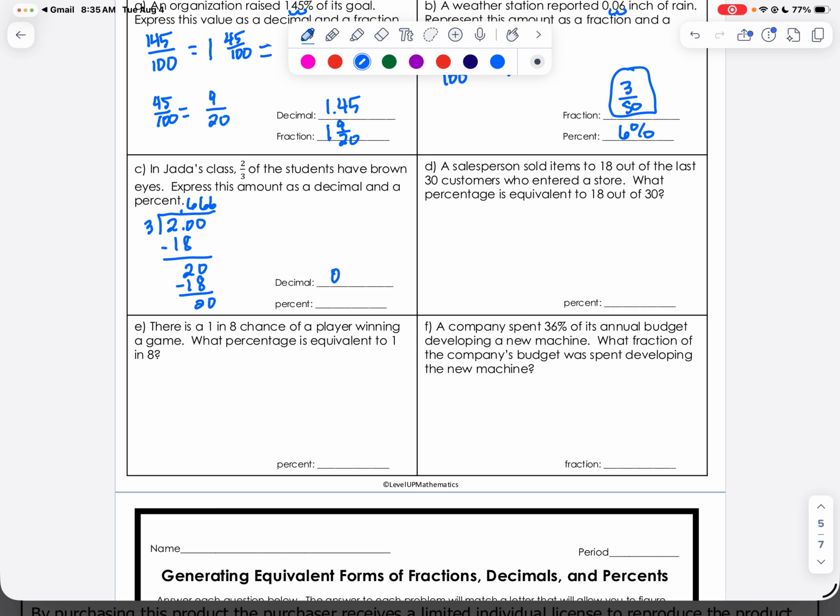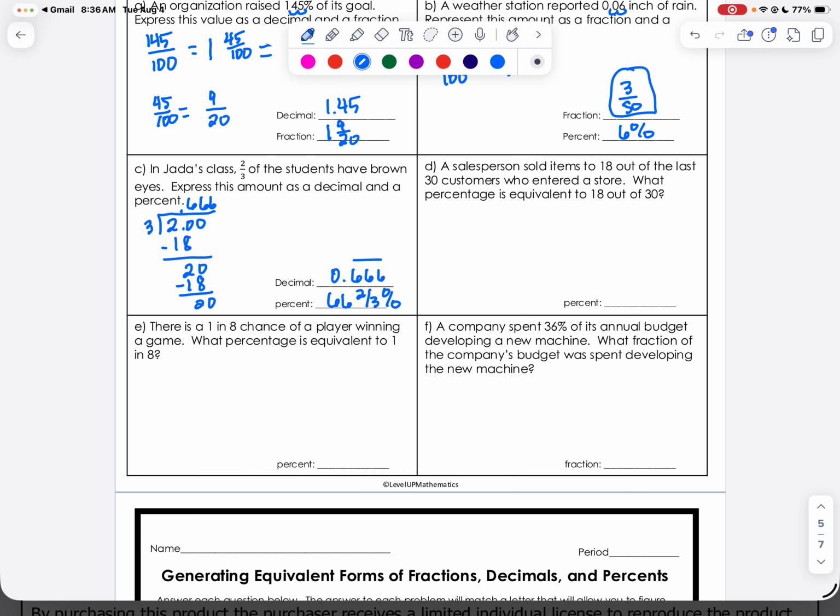So this would be 0.66 repeating. And as a percentage, if you move your decimal over 2 places, you would have 66 2/3%.